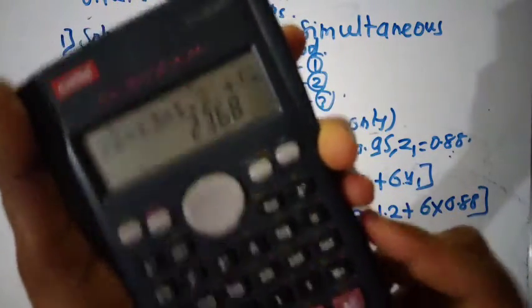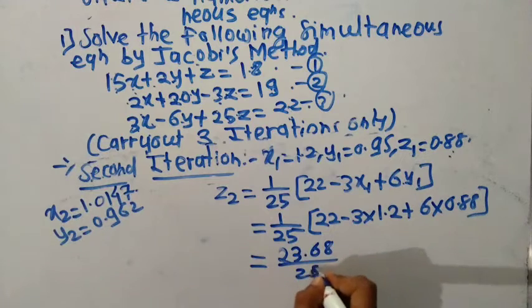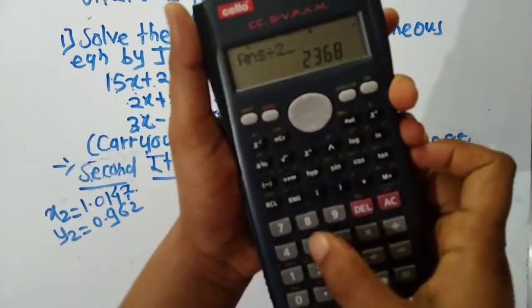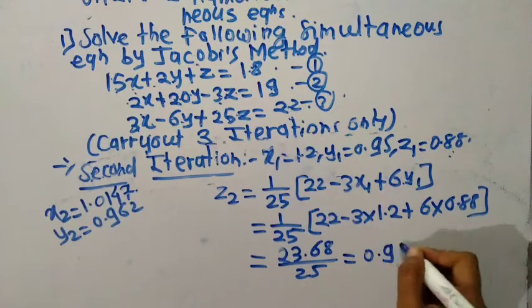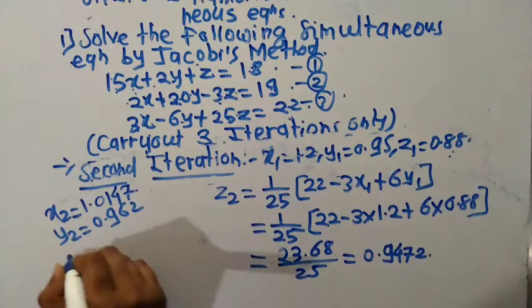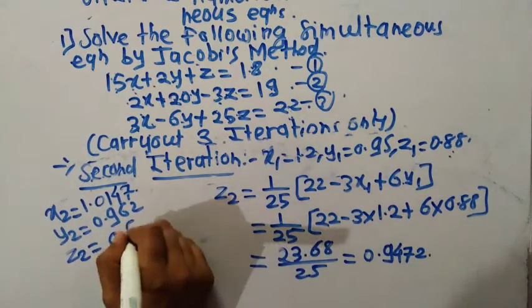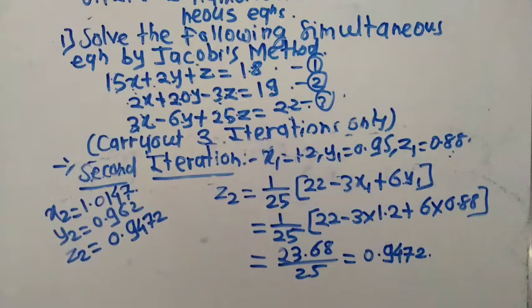23.68. 23.68 divided by 25, which is equal to 0.9472. And z2 is equal to 0.9472.